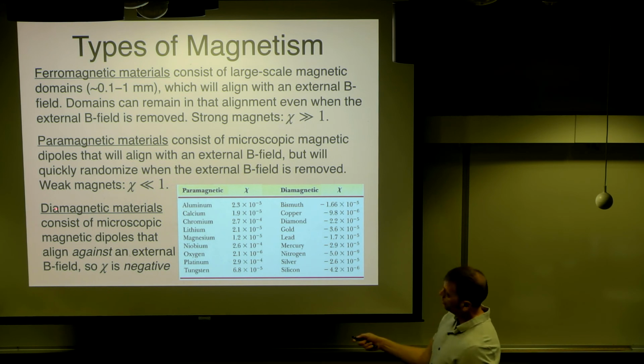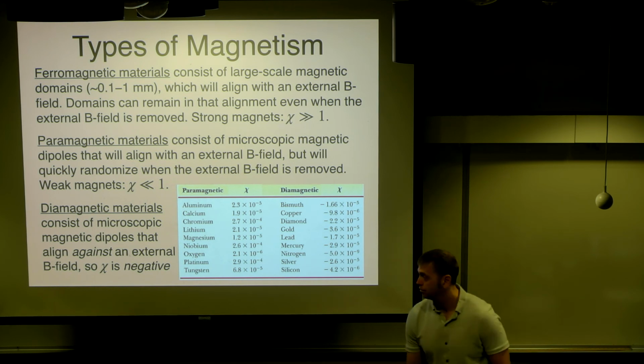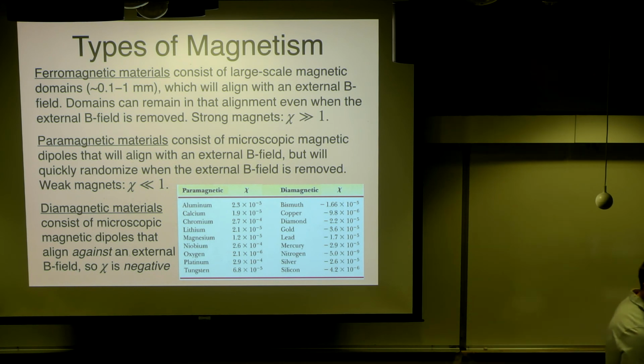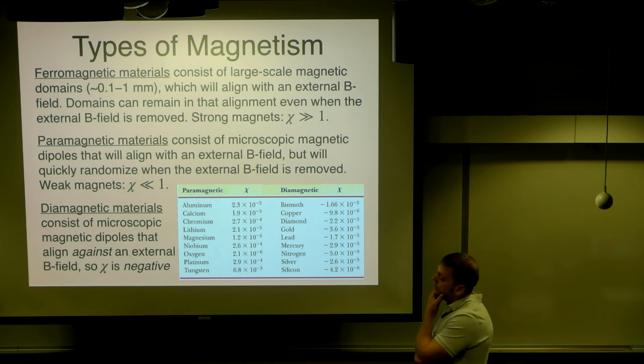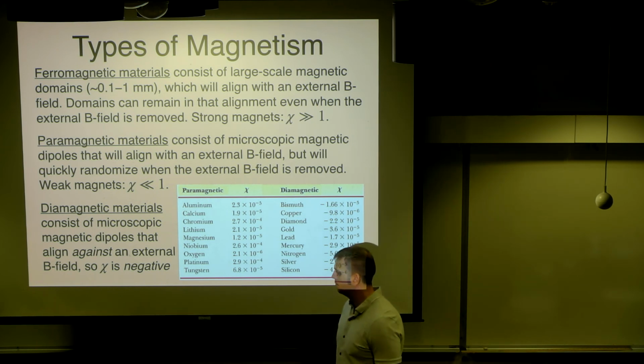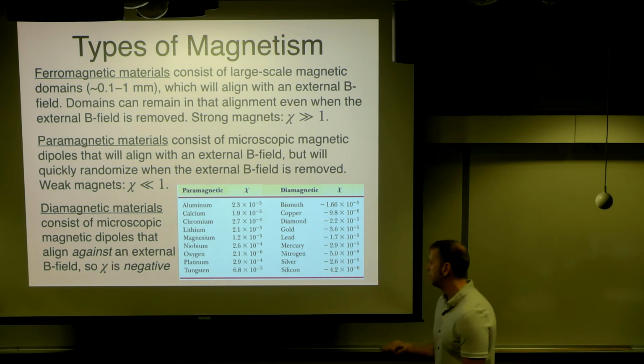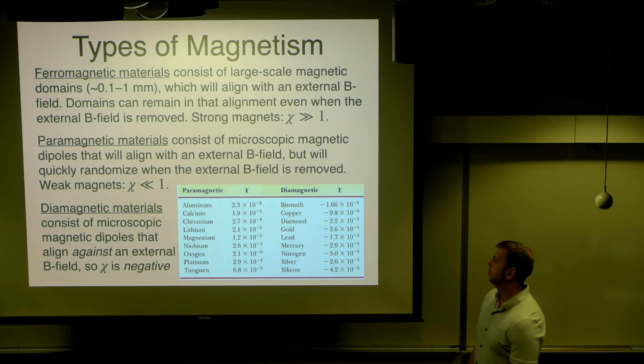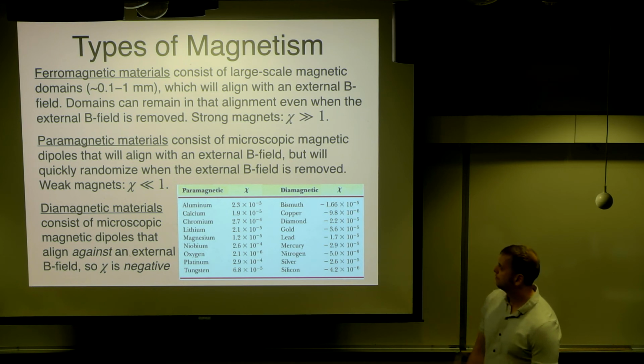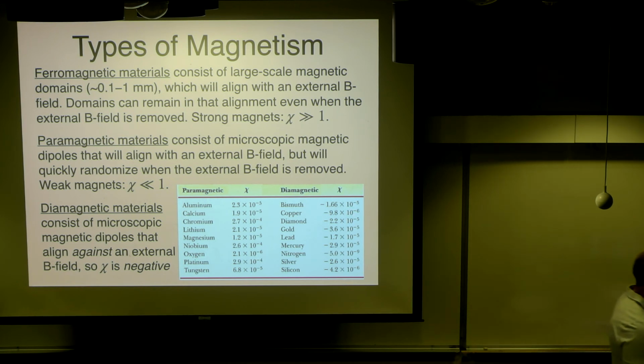And then finally, we have something called diamagnetic materials. And these also consist of microscopic little dipoles, but in this case, they align against the external B field instead of aligning with the external B field. So in this case, you'll have chi, which has a negative, but relatively small value still, like we see here. So examples would be like copper, bismuth, with these sorts of susceptibilities, okay? All right, so that's just a little bit about the different types of magnetism.